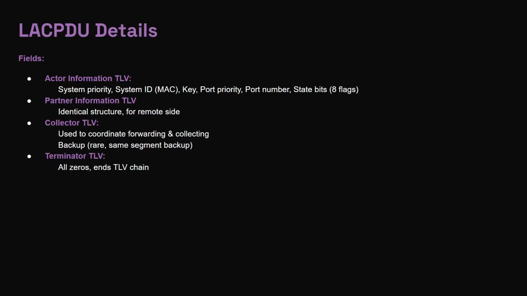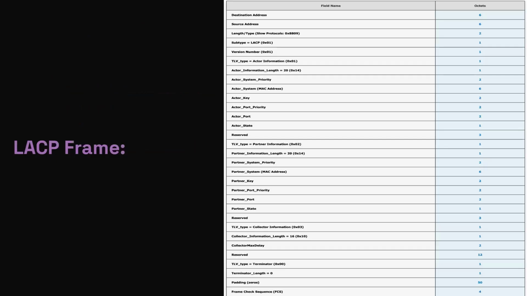Can you go back to the other slide? Yeah. So now that I explained that, it will make sense. As you see the actor information, the actor system priority, which has 2 octets, the actor system MAC address, you will see actor key, then you have some reserved, then you go to the TLV type, partner information, and that's where you see your peer's information. So you'll see the partner system priority, all that information, and then you got the collector information and then the termination. So that's how a LSCPDU frame will look like.